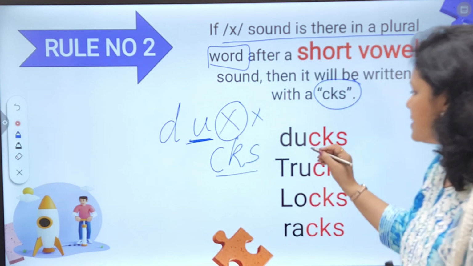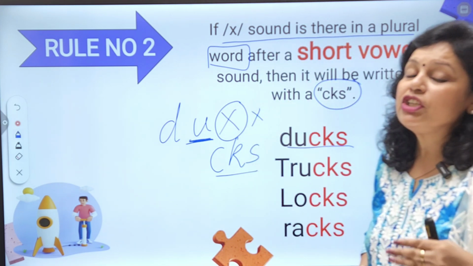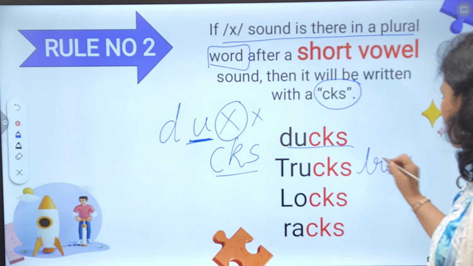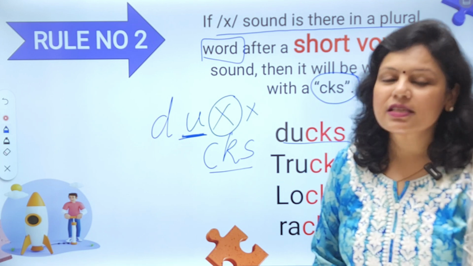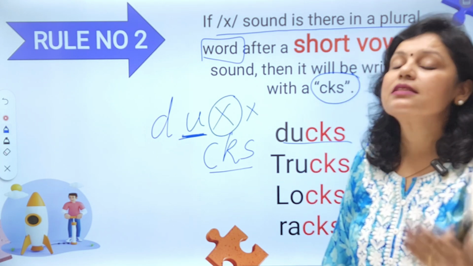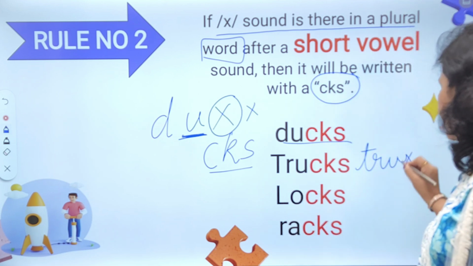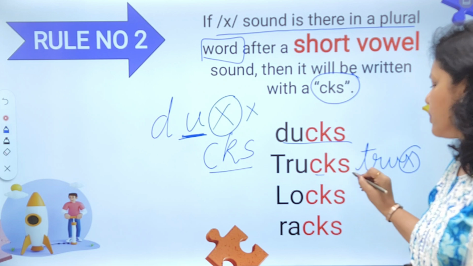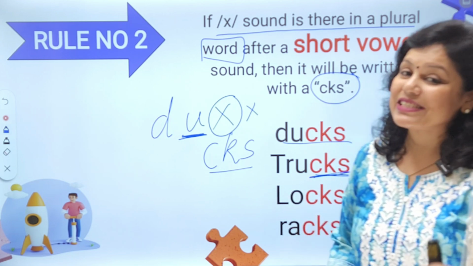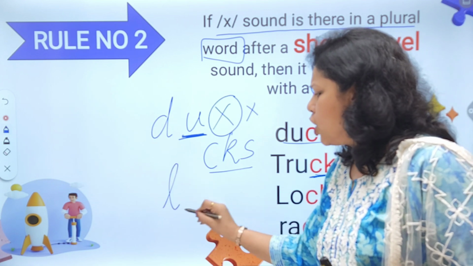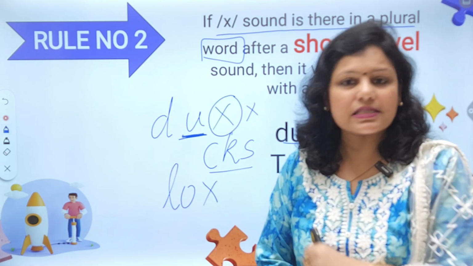Let us see a few examples. Ducks, trucks. So shall I write TRUX over here? No, trucks, it is a plural word. So since a plural word is having the X sound at the end, you will never write X over here. Instead, you are going to write CKS over here. Similarly, locks. So shall I write locks like LOX? No.